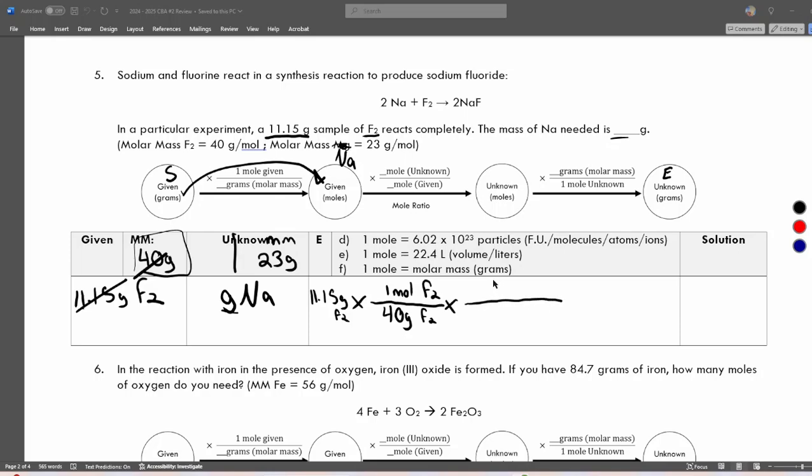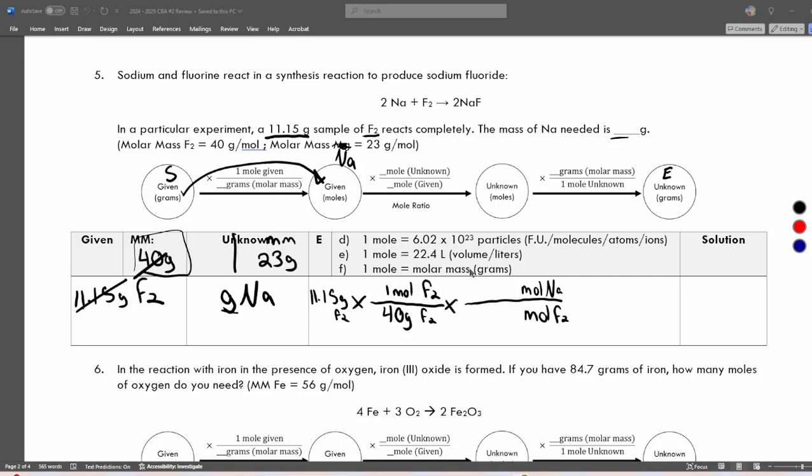The mole ratio says, let's put our moles of unknown on top. My moles of unknown are, I know this says grams, but we're talking about the substance, moles of sodium. So that's what we're going to put. Moles of sodium goes on top. And then on the bottom, it says moles of given. Again, I know this says grams, but we're going to use moles of F2 because we're just following our fractions here.